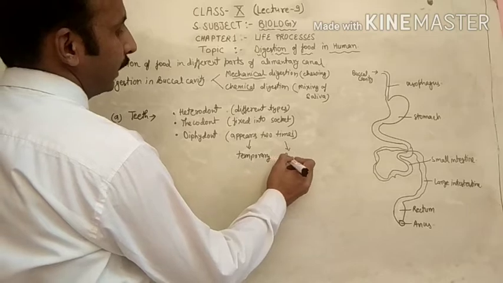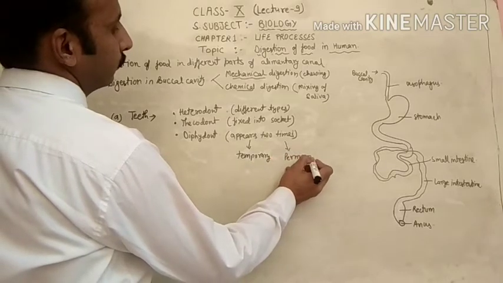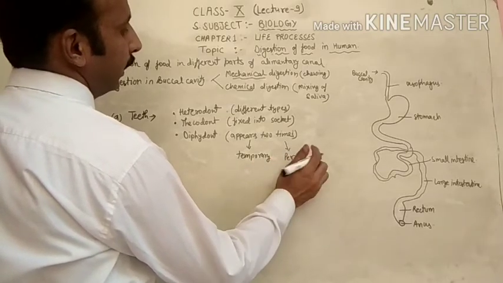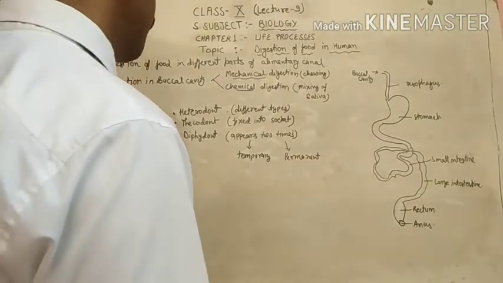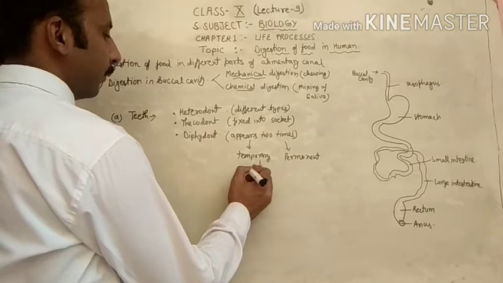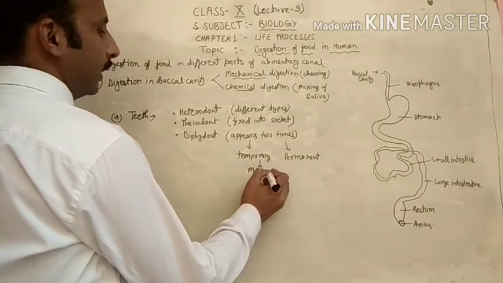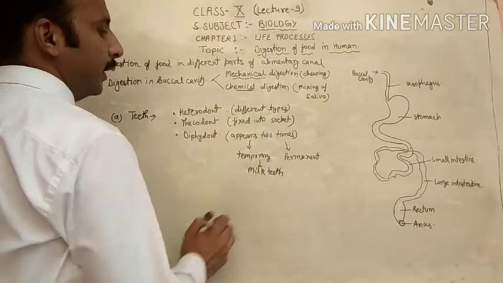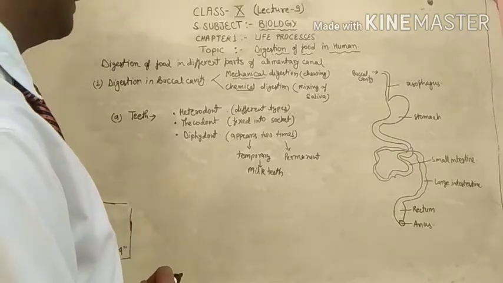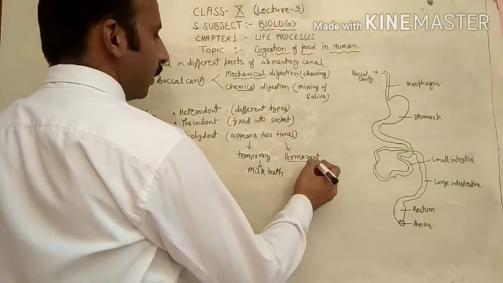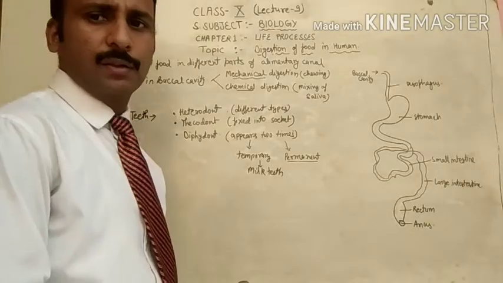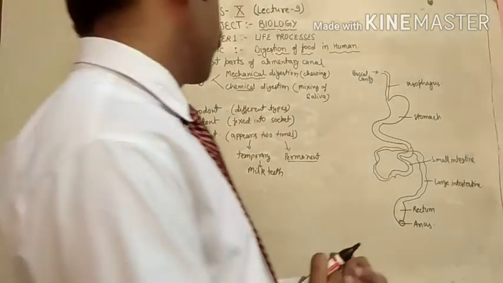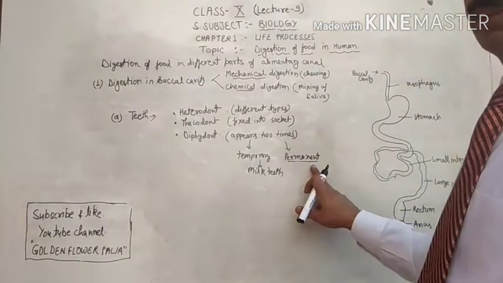Second one is the permanent teeth. First one is the temporary teeth or milk teeth. Temporary teeth are also called the milk teeth. Permanent teeth are obviously called the permanent teeth. There is no other name. That is all called the permanent teeth.